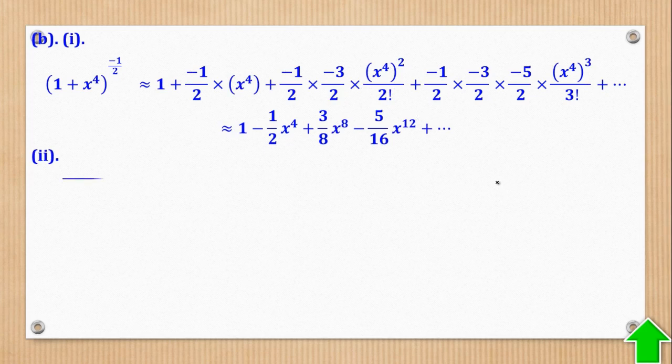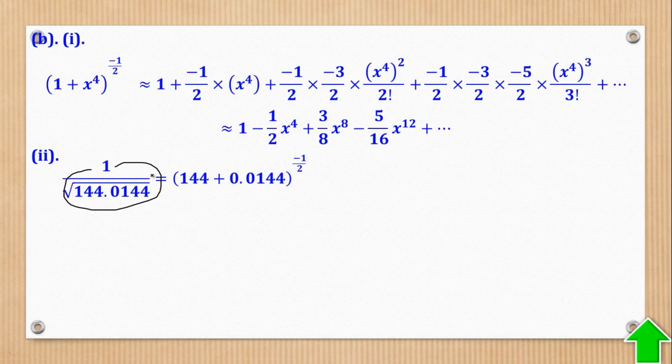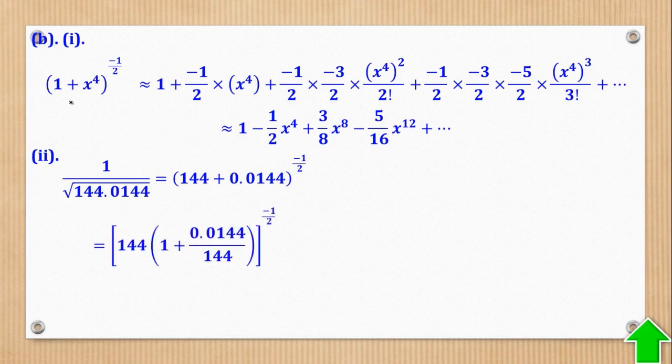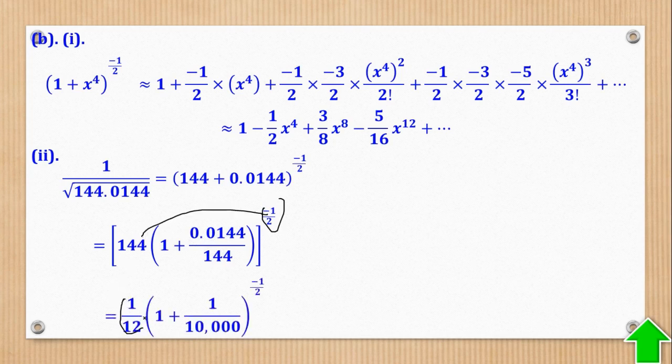Then for Roman 2, we are told to find the value of these to two significant figures. So first use indices to raise the power negative a half. Then you should realize that here it is 1 plus this, and here it is 144 plus this. So I first factorize out 144, which is here, so that I remain with 1 here plus this over 144. Then this power affects this 144 to give you 1 over 12. Then this one reduced it to give you this.